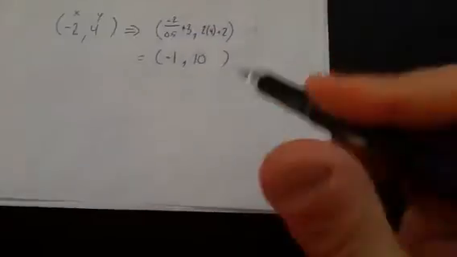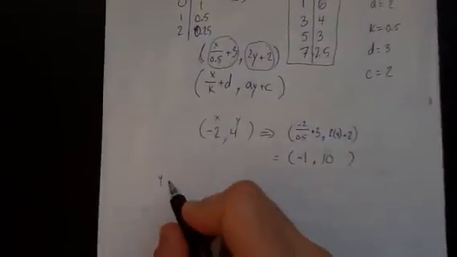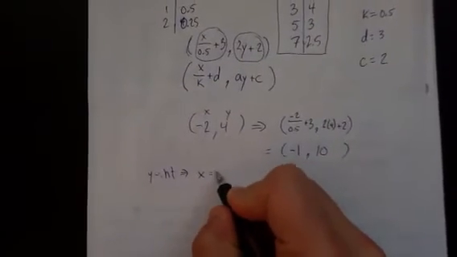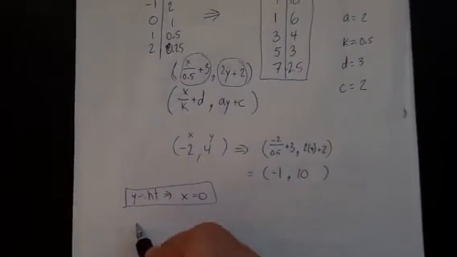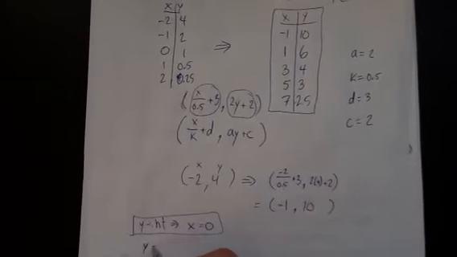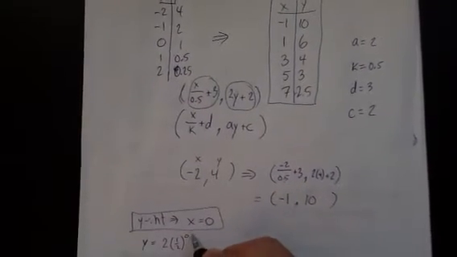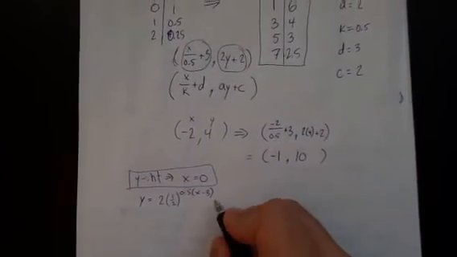So I'm actually going to go and do that to find the y-intercept. And the y-intercept happens when x is equal to 0. We know the equation is that. So I'm going to rewrite the equation over here. The equation is y equals 2 (1/2) to the power of 0.5 times (x minus 3), plus 2.